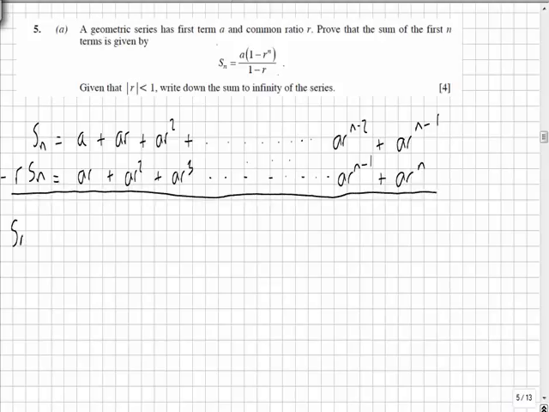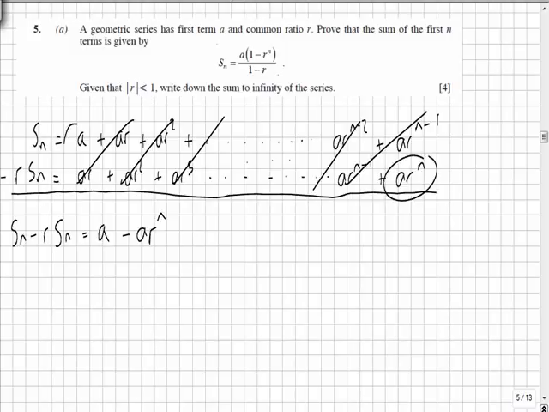So we're left with Sn minus r Sn is equal to, well, we have a, and then if you notice, all these will actually cancel, leaving you with a as the first term and minus ar to the power n as the last term here. They're the only two things that actually remain. Everything else cancels.